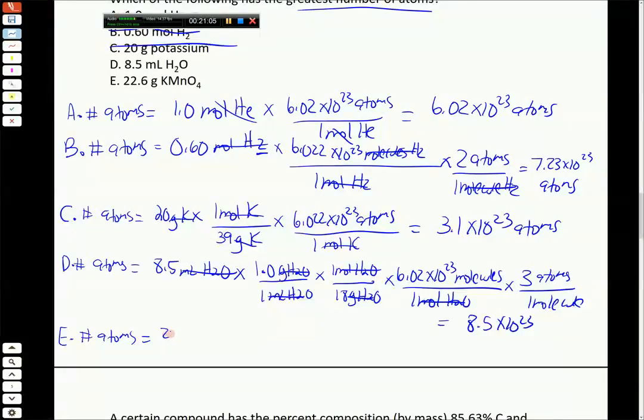So we have 22.6 grams of KMnO4. We have to convert that into moles. So we use the molar mass. Let's see, 39 plus... So the molar mass of KMnO4 is approximately 158. So I did that quickly. So we're using its molar mass of about 158.